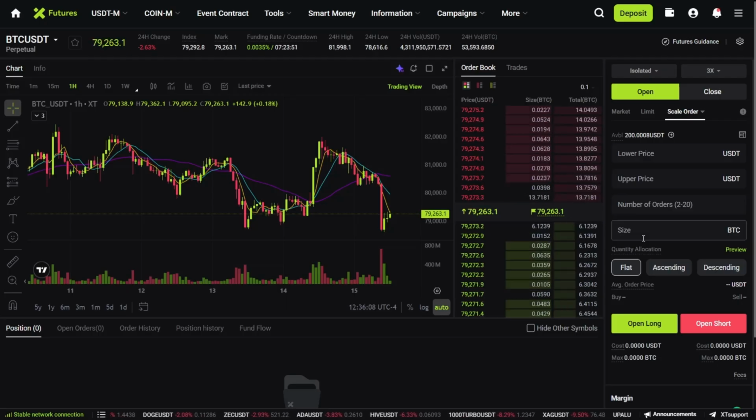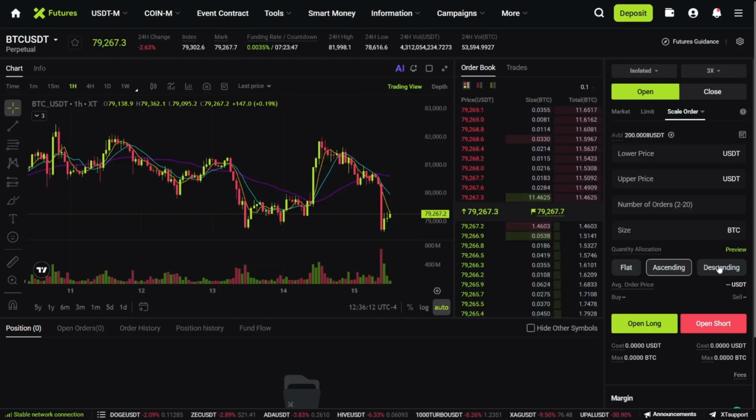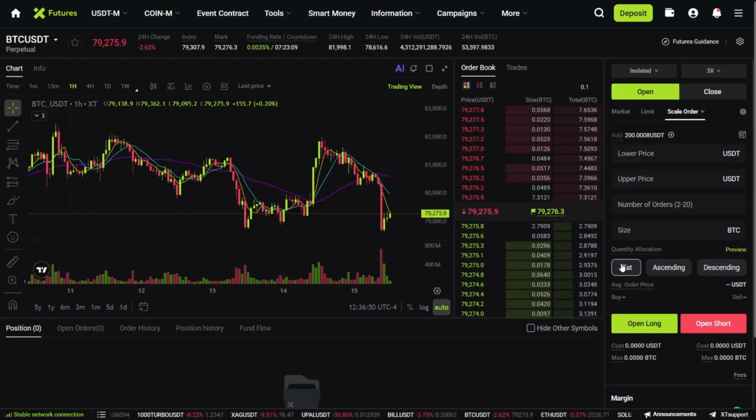You can also choose how the size of your order is distributed. There is flat, ascending, and descending. Flat keeps each order the same size. Ascending makes the orders get bigger as the price moves through the range, and descending makes them get smaller. This is more of an advanced type of order, but it can be useful for traders who want to build into a position slowly instead of entering all at once.